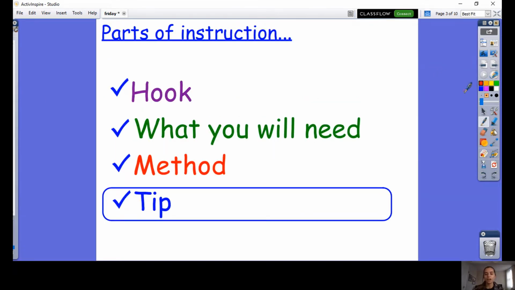Now today, we are writing our tip. We've written our hook, which drew the reader in. We wrote what you will need. We wrote all those disgusting ingredients and all those dirty and used equipment that we're going to use. We spent 2 days writing our method, writing those 8 steps to make our smoothie. Now it's for our tip for our disgusting smoothie.